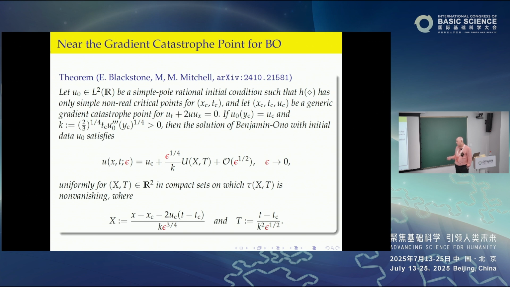And this is uniform for x,t in the plane in compact sets on which this tau function is non-vanishing. So that's that integral that I was worried about before. As long as that's non-vanishing, then you have this on compact sets. And here the coordinates are again related to a sort of Burgers translated frame of reference, but divided by epsilon to the 3/4 for x, and for t, it's epsilon to the 1/2, just like that. So it's a simpler formula, I have to say.